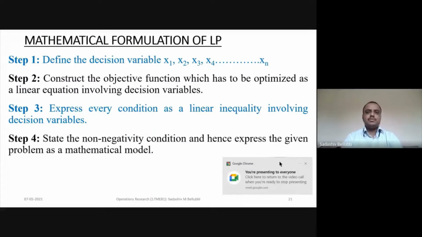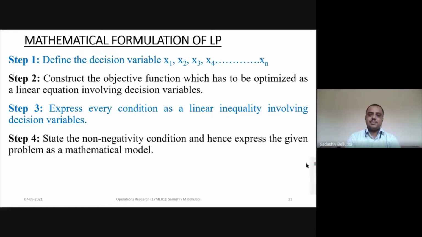Okay, mathematical formulation of LP. The first step is to define the decision variables, that is x1, x2, x3, x4, or else x, y, z. The second step is to construct the objective function. That objective function may be either maximization or minimization, depending on the problem statement. And the third step is to express each and every condition as a linear inequality involving the decision variables.